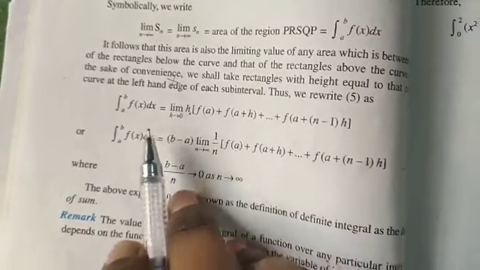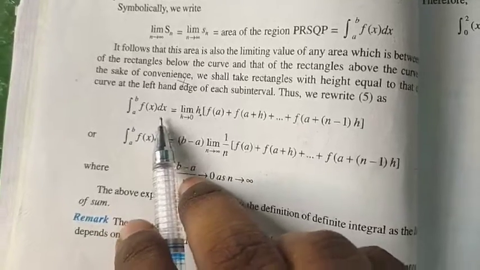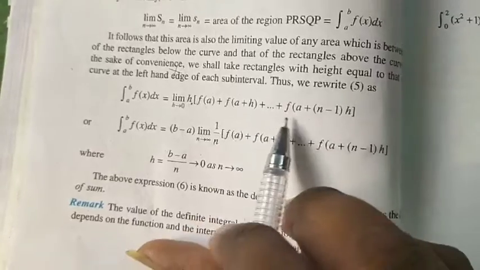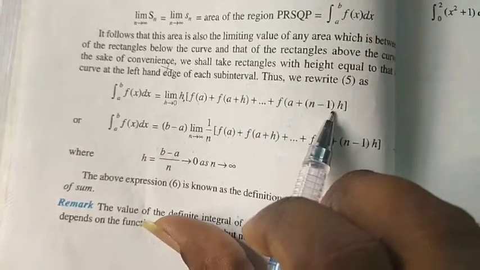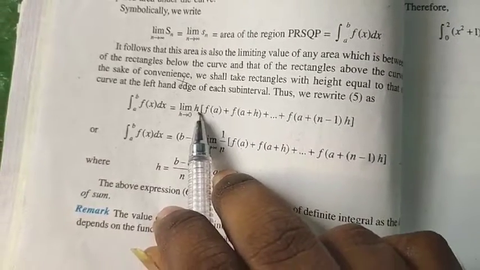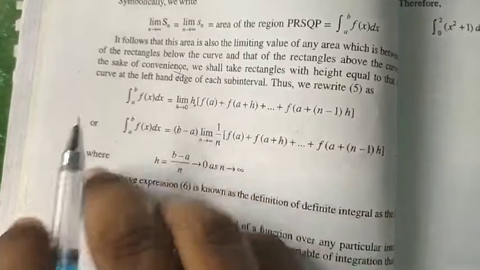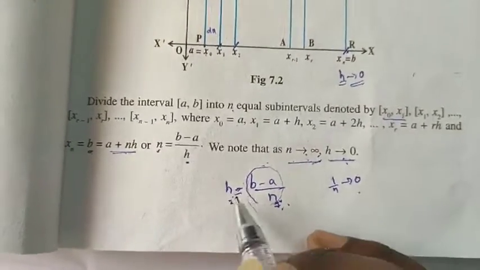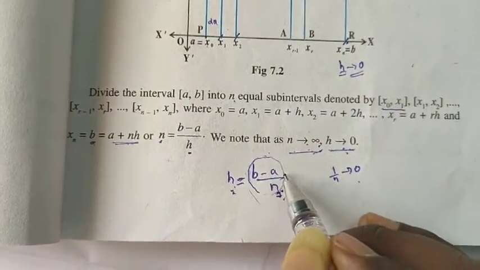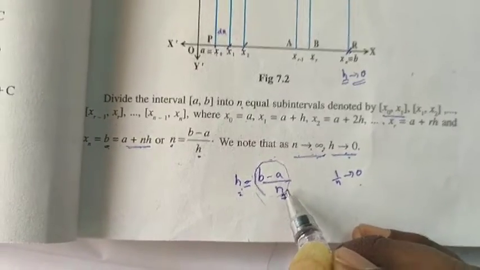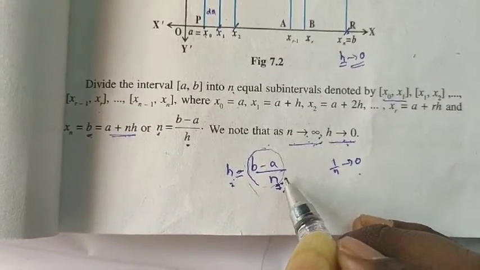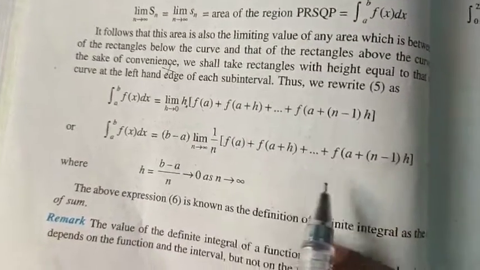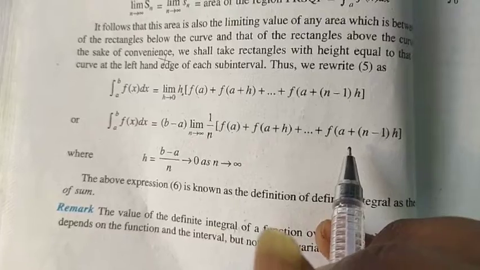Now one more formula you have to understand. What is integration a to b f of x dx? It is the limit as h tends to 0 of h into f of a plus f of a plus h and so on up to f of a plus n minus 1 into h. What is h? h stands for b minus a by n. b stands for upper limit, a stands for lower limit, and n is an unknown value. Now h value b minus a by n needs to be substituted everywhere in this given formula.